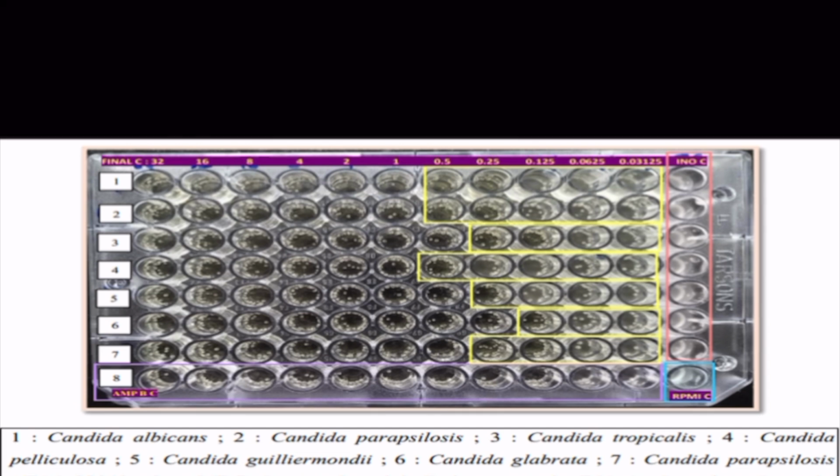The growth in each well is compared with that of the growth control well, and a numerical score ranging from 0 to 4 is given to each well using the following scale. 0 is optically clear, a score of 1 is given when it is slightly hazy, a score of 2 is given when there is a prominent decrease in turbidity, a slight reduction in turbidity is given a score of 3, and a score of 4 is given when there is no reduction of turbidity.